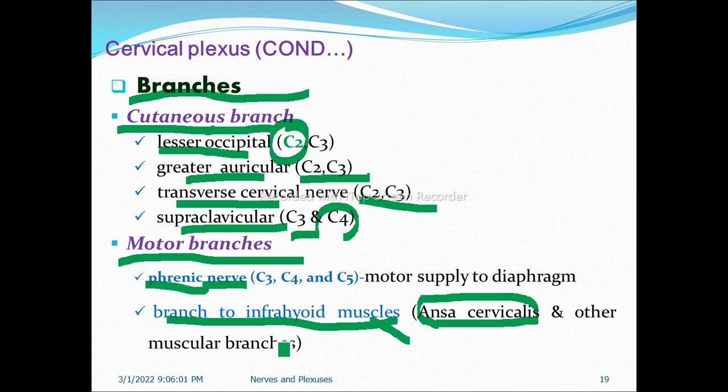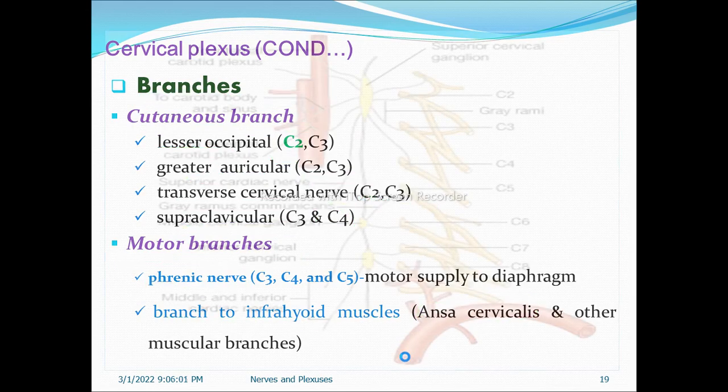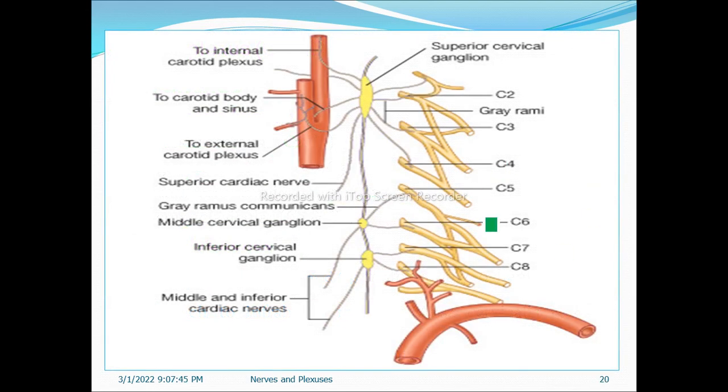So the C1 that is carried by the hypoglossal nerve supplies 2 muscles: the thyrohyoid muscle and the geniohyoid muscle. So there is the phrenic nerve motor and ansa cervicalis motor, and also there are other muscular and segmental branches which supply singly like C1. So these are the branches. Up to half of C5 is the cervical plexus, and below this is the brachial plexus.